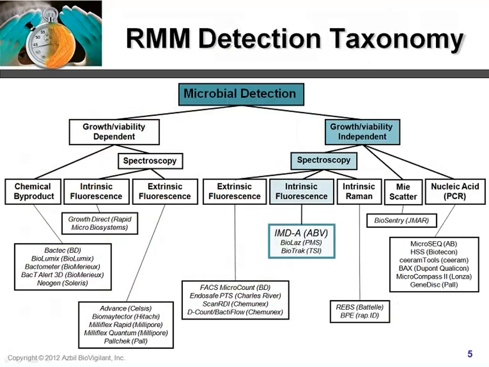The right-hand side of the graphic includes all of those RMMs out there which are able to detect microbes in a method independent of growth or viability. And while this taxonomy certainly isn't exhaustive, you can see that the technology we're discussing today, the IMD system, is a technique which detects intrinsic microbial fluorescence via optical spectroscopy. Of course, because this fluorescence is intrinsic to the microbe, we're not looking at growth, we're not adding any chemicals or reagents, so this technology falls into the right-hand side of the taxonomy.